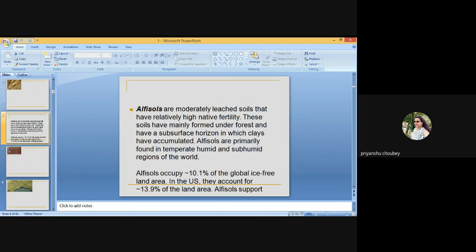So, on a moderate leach, Alfisols have relatively high native fertility. These soils are mainly found under forest and have a subsurface horizon in which clay has accumulated. Alfisols are primarily found in the temperate, humid and subhumid regions of the world. Alfisols occupy 10.1% of the global ice-free land area. In the USA, they account for 39.9% of the land area.